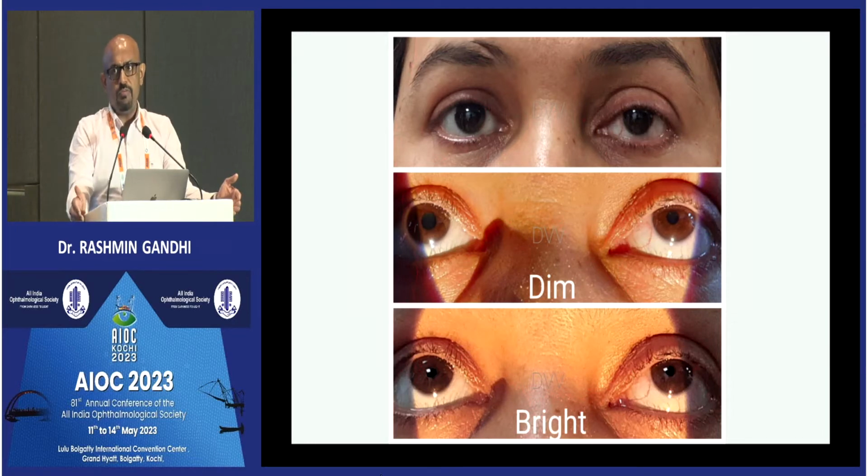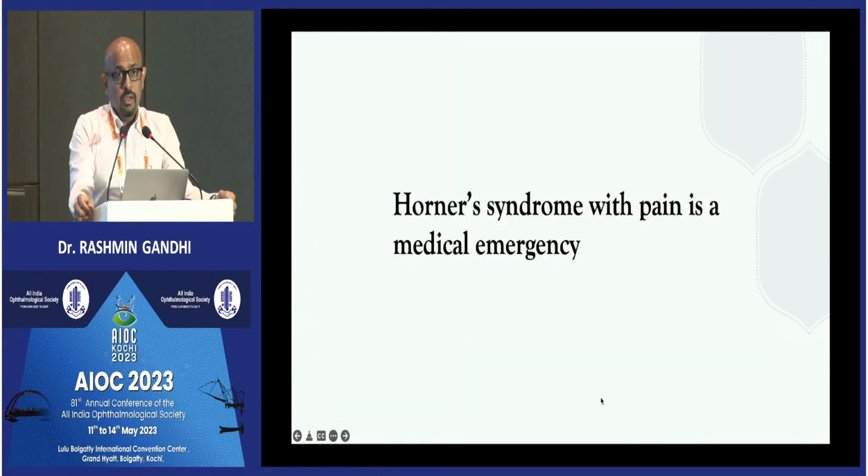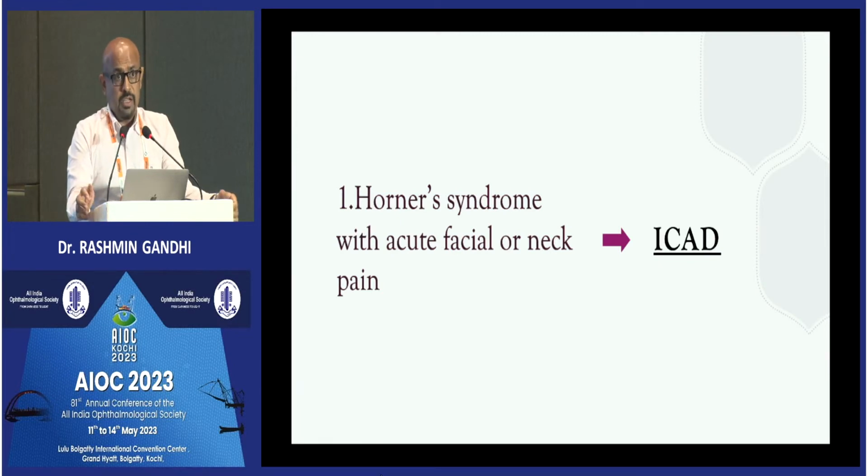Now, why is it important for us to know? Because a lot of these patients can come to us with vague or severe complaints of headache or neck ache. And let's look at it a little bit more in detail. This is another example of a patient with the left pupil being smaller than the right pupil. Remember, Horner syndrome with pain is a medical emergency. And why is that? The pain can be in different parts of the head or neck. Horner syndrome with acute facial or neck pain, the patient might be harboring a carotid artery dissection.